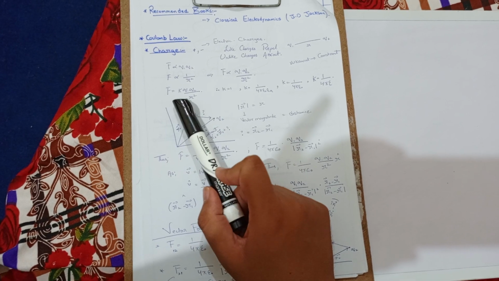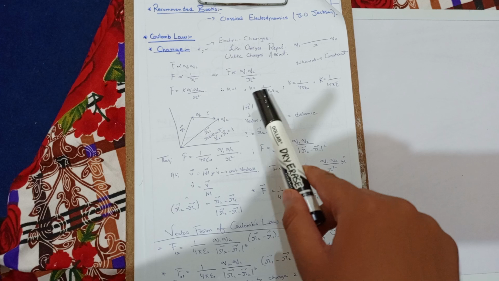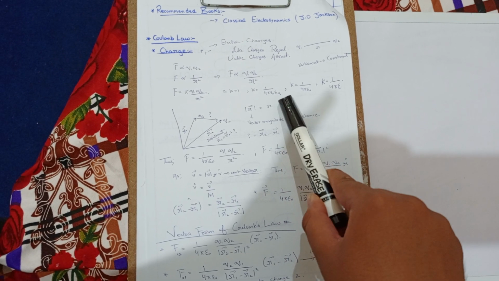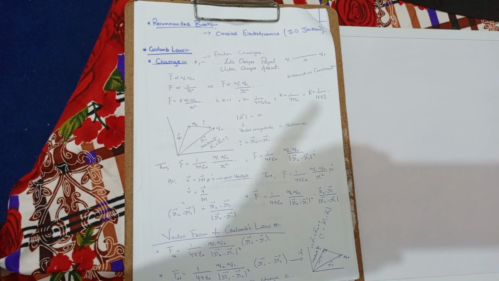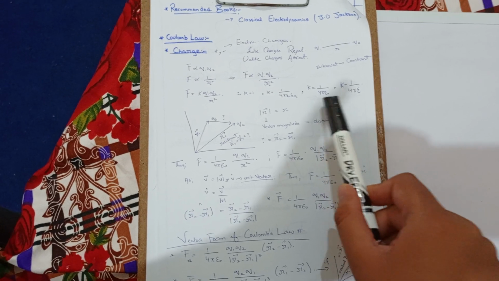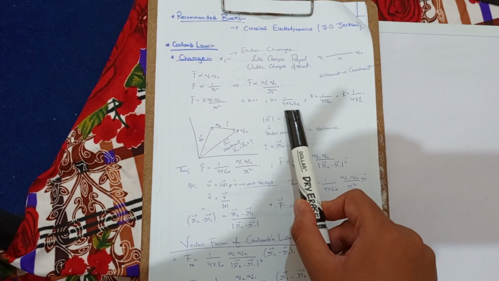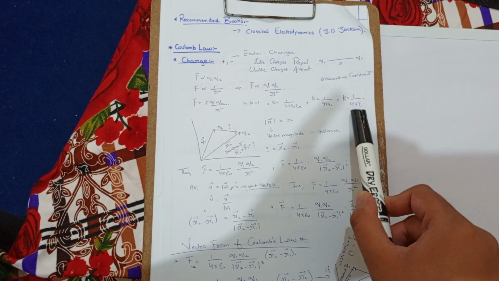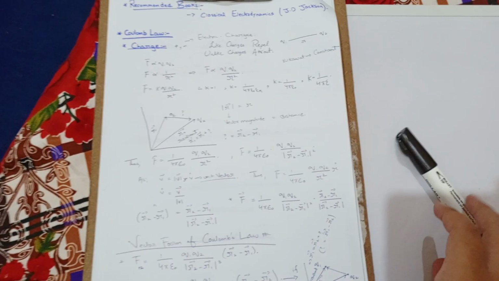Here k is sometimes taken as 1, or sometimes as 1/(4π ε0), where ε0 is the permittivity of free space, and εr is the relative permittivity. If there is only free space, it is taken as this, and if we combine ε0 and εr for both cases, it becomes 1/(4π ε). So this is generalized. Let's take an interesting example.